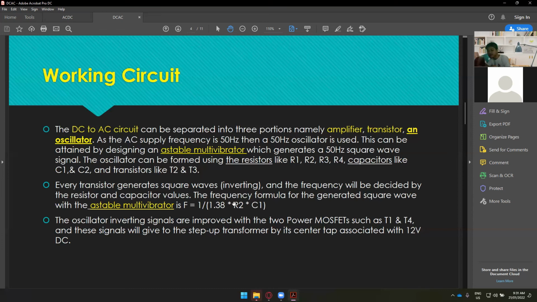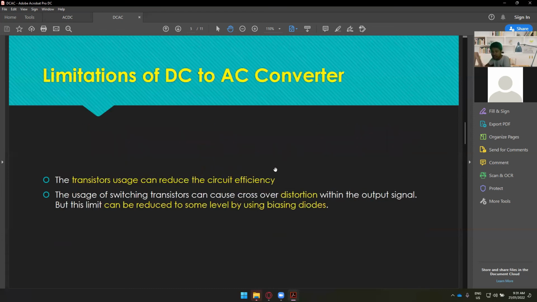Okay, so here are some limitations of DC to AC. Of course, if you're going to convert DC to AC, it has disadvantages or cons. The transistor usage can reduce the circuit efficiency, so that is one thing you need to take note of or be familiarized with if you're going to convert DC to AC. The usage of a switching transistor can cause a crossover distortion within the output signal.